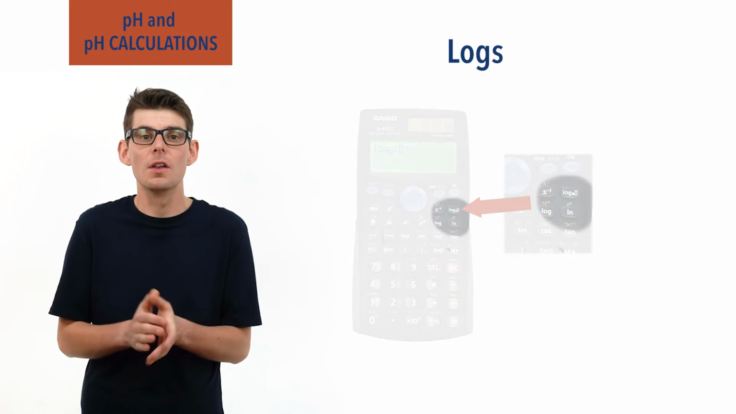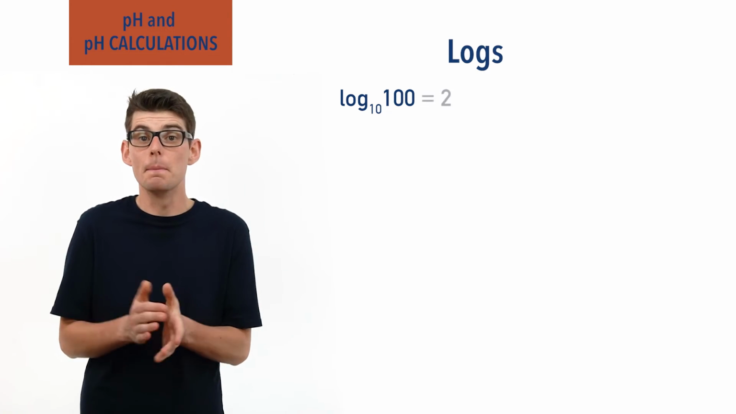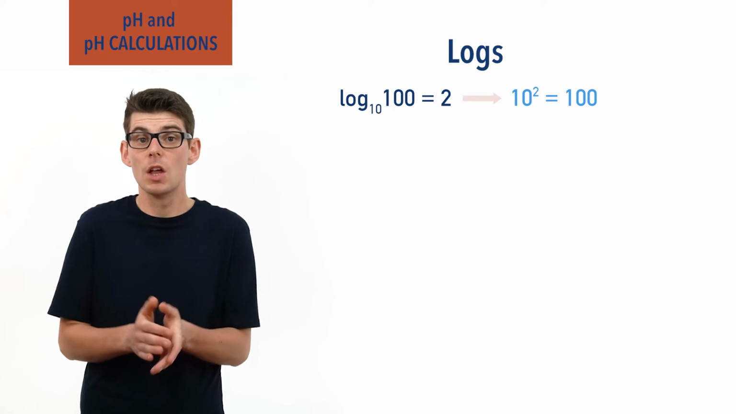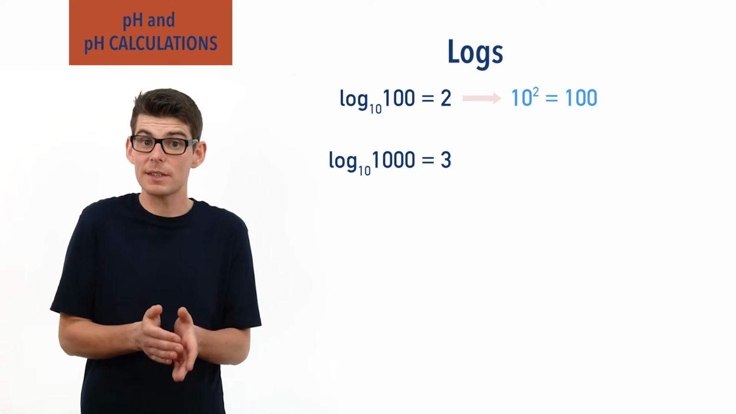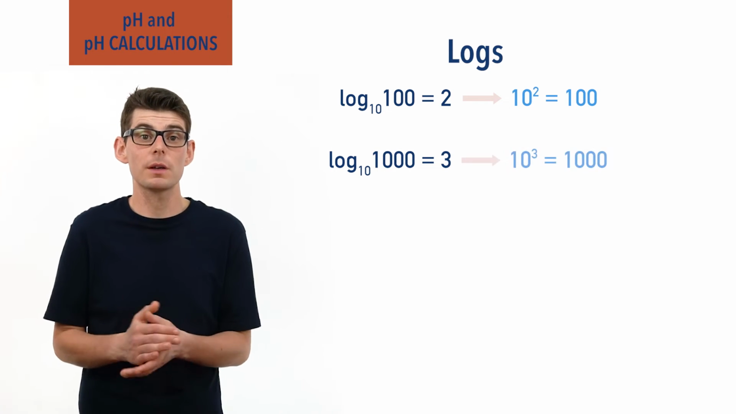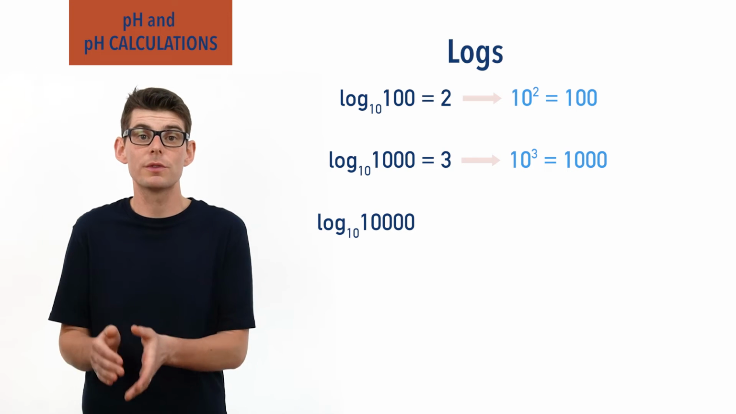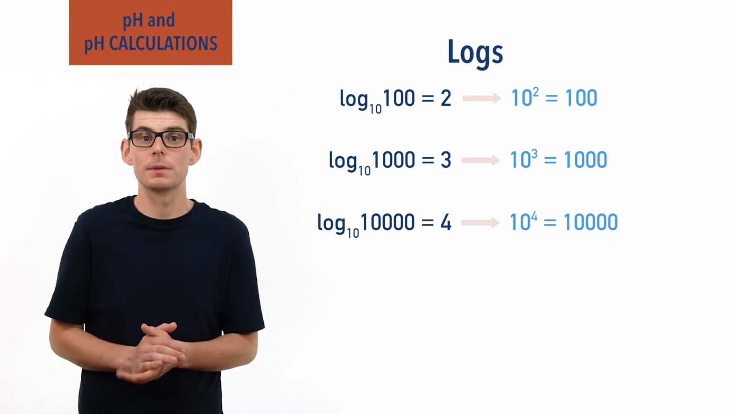For example, log to the base 10 100 equals 2, meaning 10 to the power 2 equals 100. Log to the base 10 1,000 equals 3, meaning 10 to the power 3 equals 1,000. Log to the base 10 10,000 equals 4, meaning 10 to the power 4 equals 10,000.